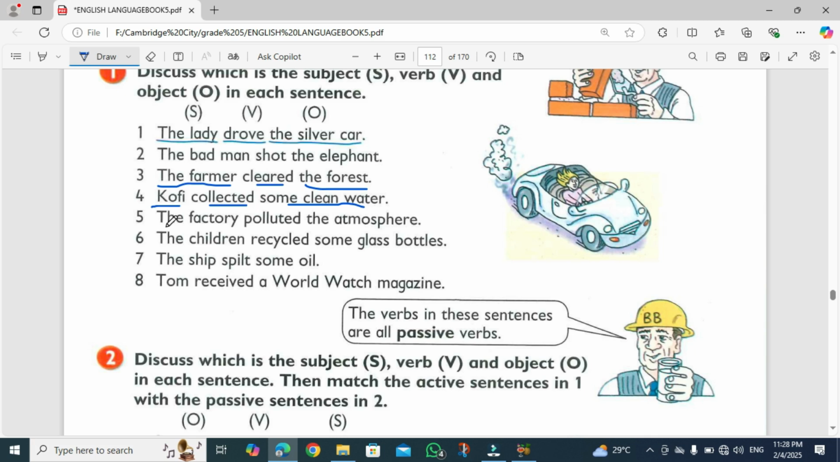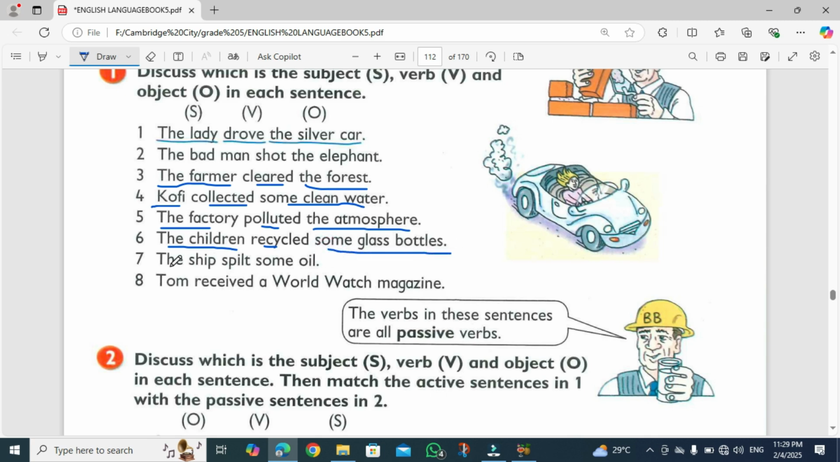Let's look at number 5. The factory polluted the atmosphere. Where is the subject? The factory. Good. And the verb is polluted. And the object is the atmosphere. Number 6. The children recycled some glass bottles. Where is the subject here? The subject is the children. And the verb is recycled. And the object is some glass bottles.